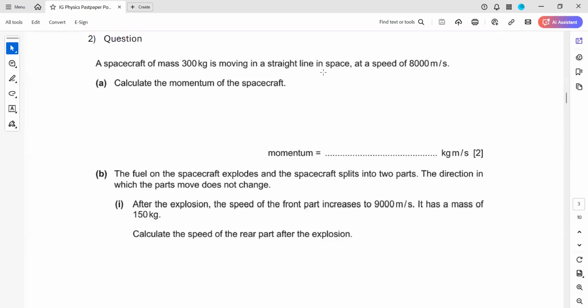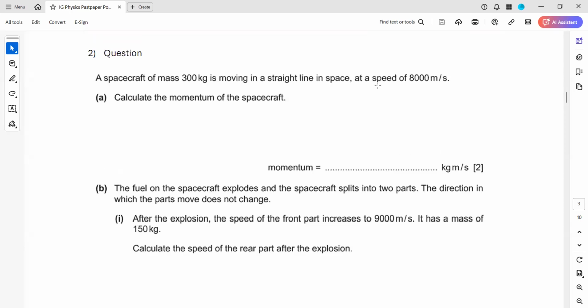In question 2, a spacecraft of mass 300 kg is moving in a straight line at a speed of 8,000 meters per second. Calculate the momentum of the spacecraft. So momentum is the product of mass and velocity. 1 mark for writing the formula, second mark is for the answer. So 300 multiplied by 8,000. What's the answer?